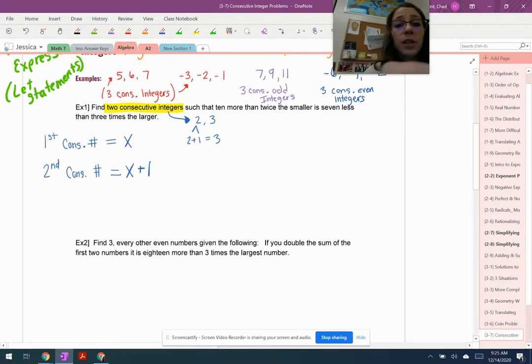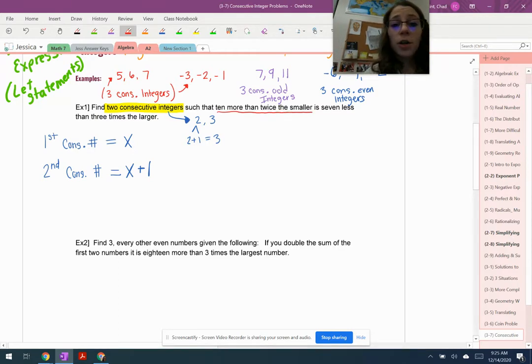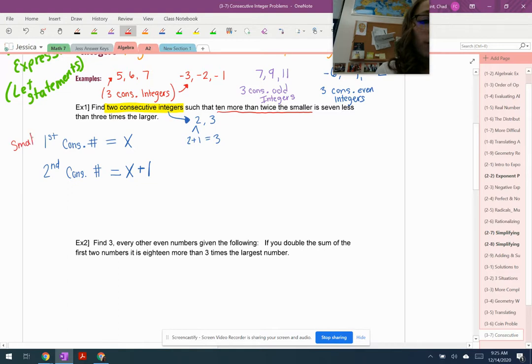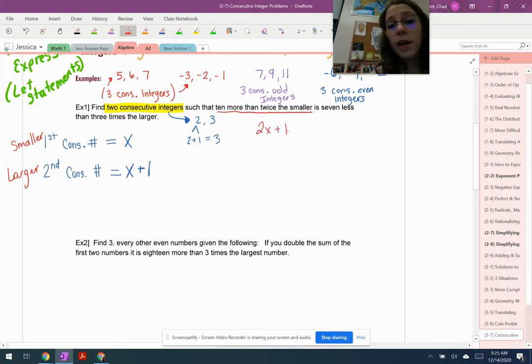So now we put this together and make an equation such that 10 more than twice the smaller. Which one of these is the smaller versus the larger? The first one is the smaller because x is smaller than x plus 1. The second one's always going to be 1 bigger than x. So twice the smaller would be 2x, and 10 more than that is plus 10.